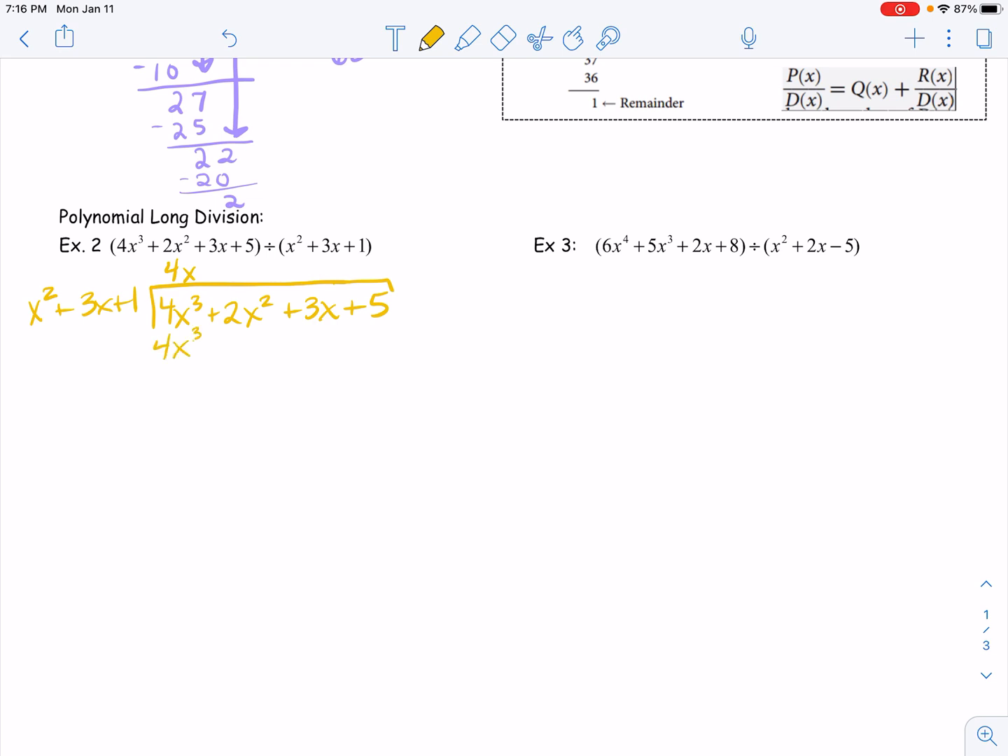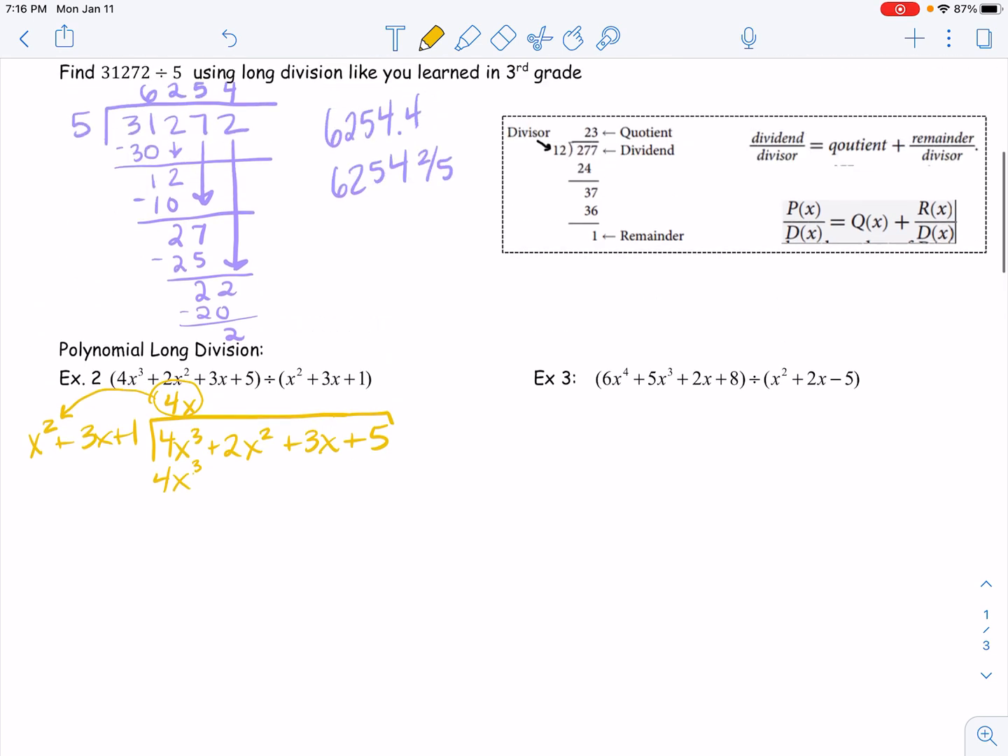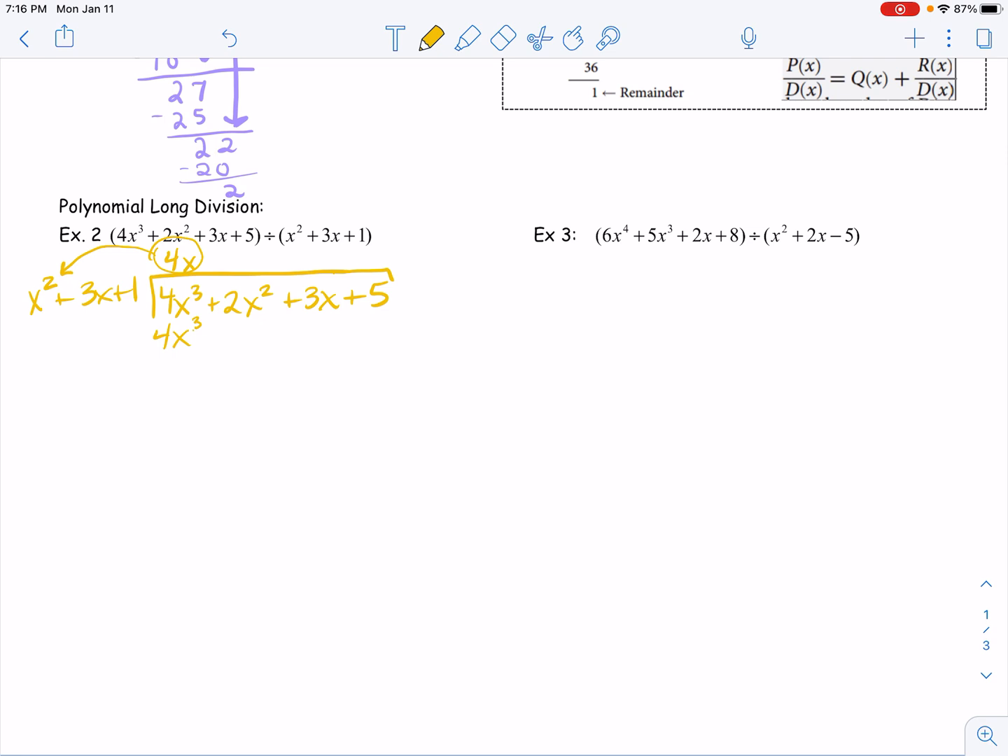Pause right there. If you're doing long division correctly for polynomials, when you multiply this part of the quotient to that first term, you should always get that first term back that was in your dividend, okay? You always want to be able to subtract and get 0 at that point. Okay, so keep going. Multiply the 4x times x squared to get 4x cubed. Multiply the 4x times 3x, get 12x squared. Multiply the 4x to 1 and get 4x.